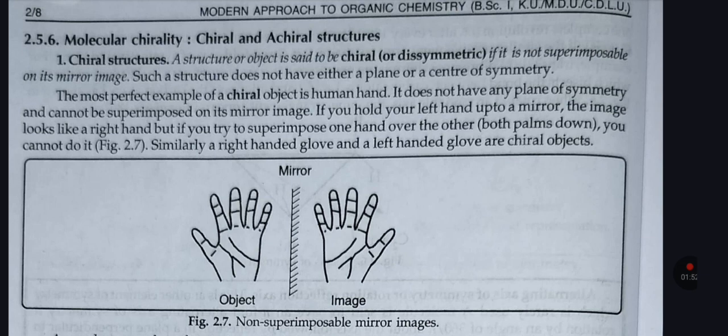If you hold your left hand up to a mirror, the image looks like a right hand, but if you try to superimpose one hand over the other, both palms down, you cannot do it. Similarly, a right-handed glove and a left-handed glove are chiral objects.